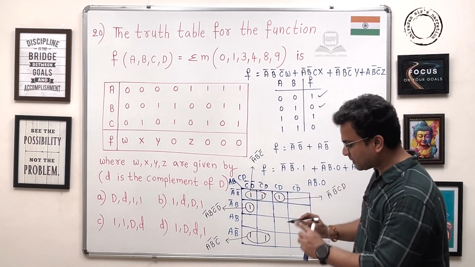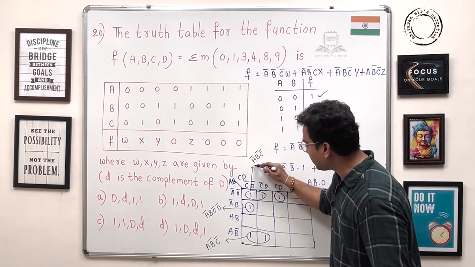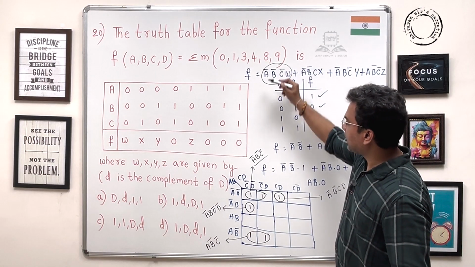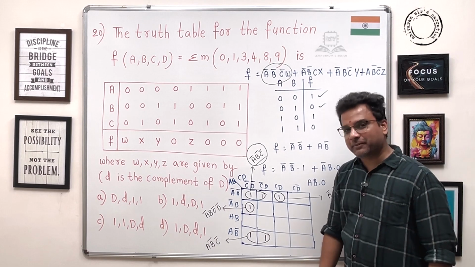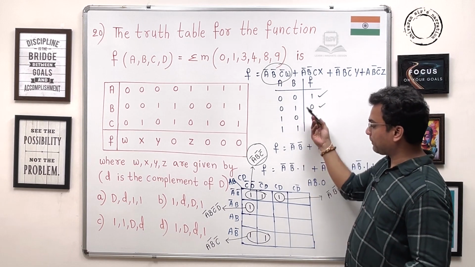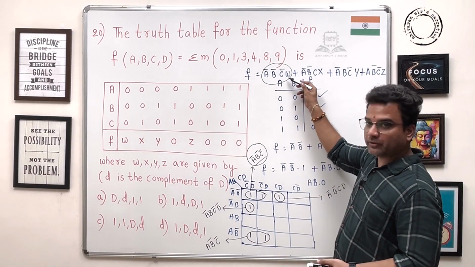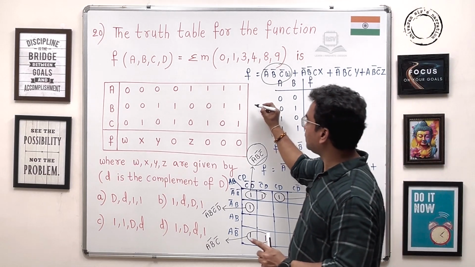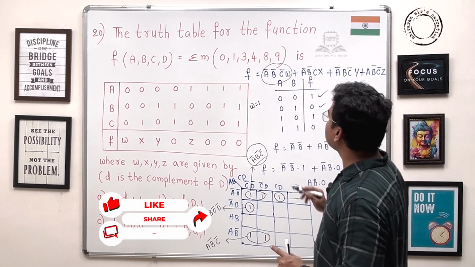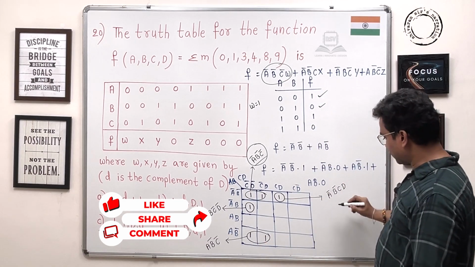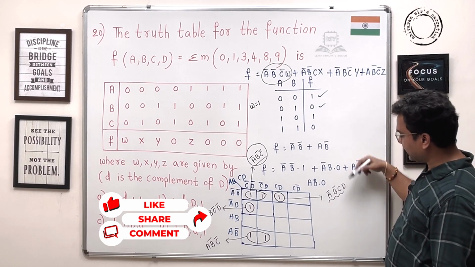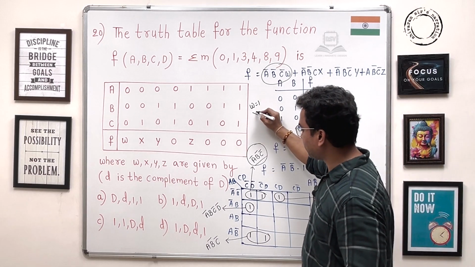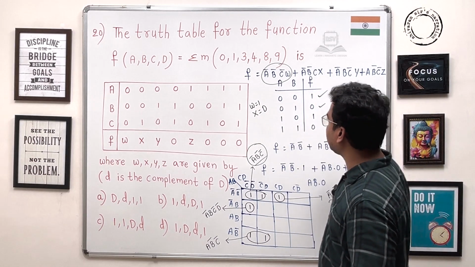Here we have A bar B bar C bar, and here W. If you compare this and this, what might be the W? W is 1 only. Whenever W is 1, then you get this expression only. Hence, W is 1. Similarly, A bar B bar C, here A bar B bar C D. Then what is X? Obviously, it is D only. X is equal to D only.